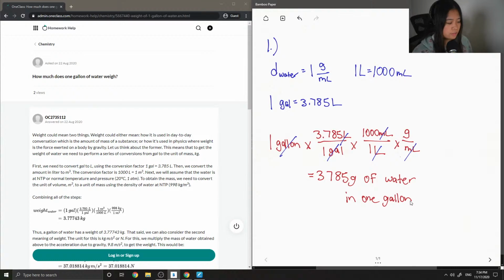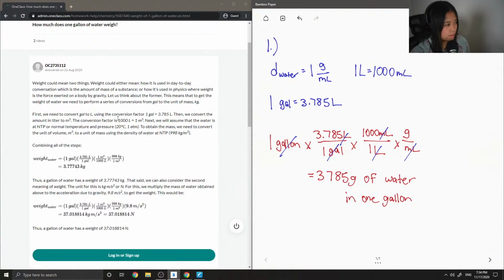Okay, so let's see what the junior tutor said. Weight could mean 2 things. Weight could either mean how it is used in day-to-day conversation, which is the amount of mass in a substance, or how it's used in physics, where weight is the force exerted on a body by gravity. Let's think about the former. This means that to get the weight of water, we need to perform a series of conversions from gallons to the unit of mass, kilograms.